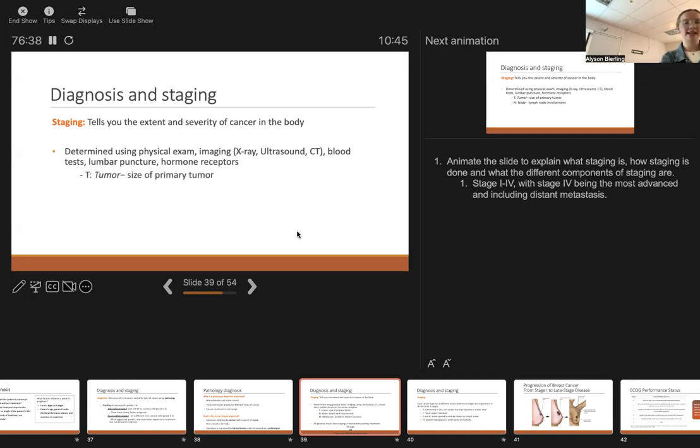All right. We're trying to answer these 3 questions when we're determining the stage. What is the size of the primary tumor? What is the extent of lymph node involvement? And has the cancer spread to distant locations? For most cancers, those are the 3 questions that we ask to tell us the stage.